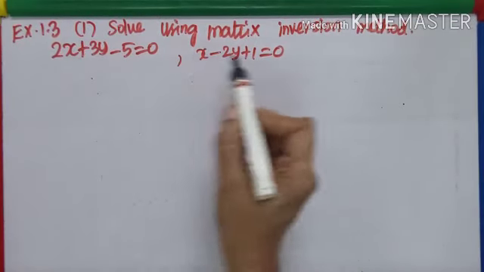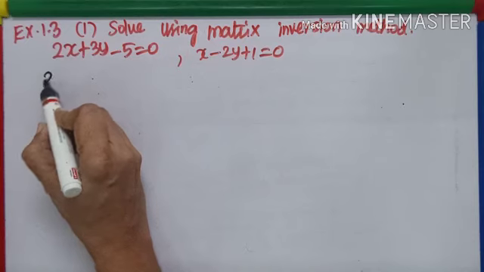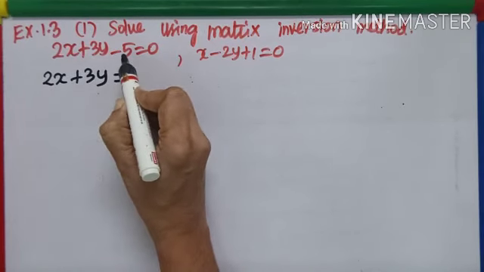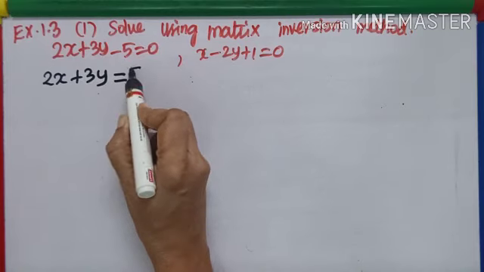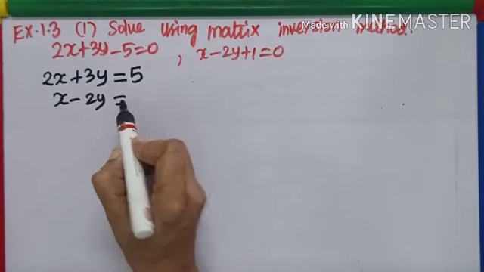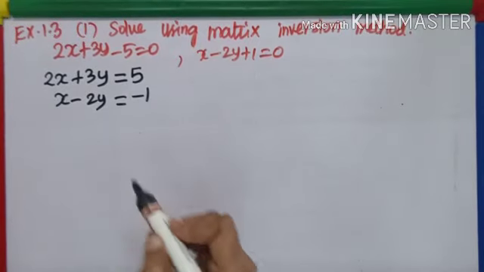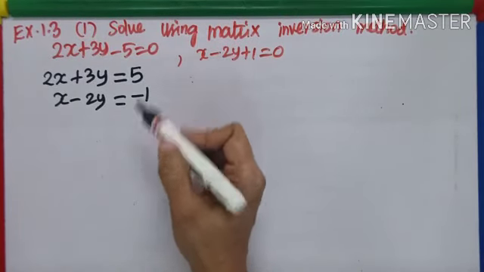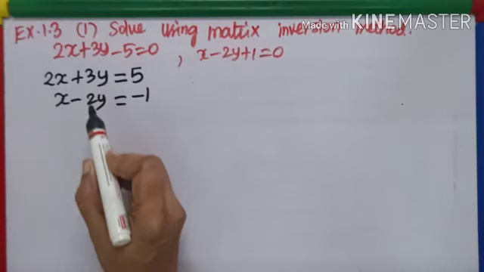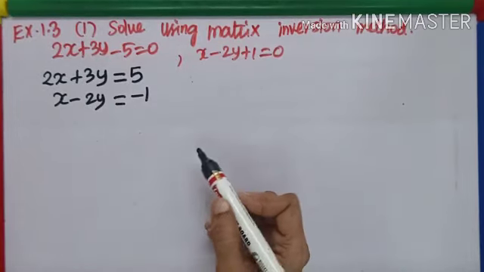First, write the two equations one below the other. 2x plus 3y, keeping the constant on the right, equals 5. x minus 2y equals plus 1, which goes as minus 1. So when I rewrite the equations, see that x is below x, y below y, and constants to the right.